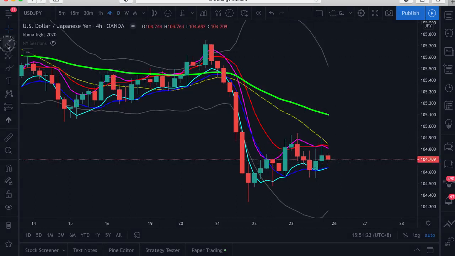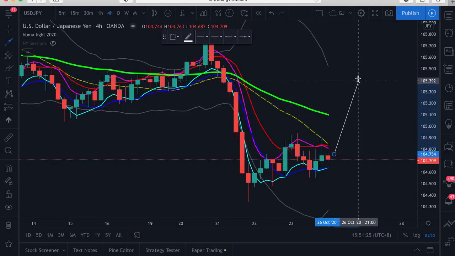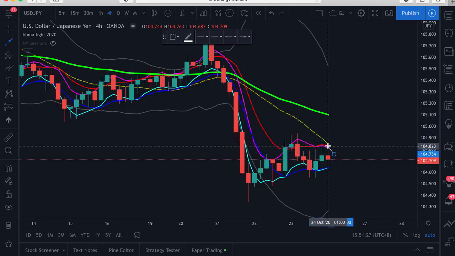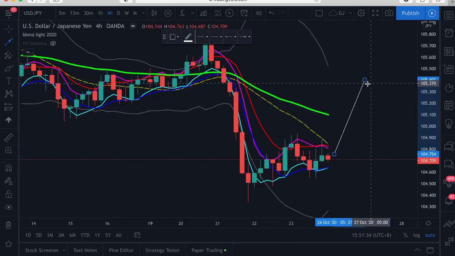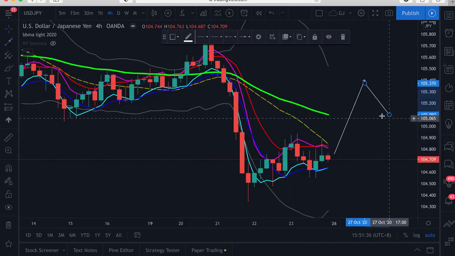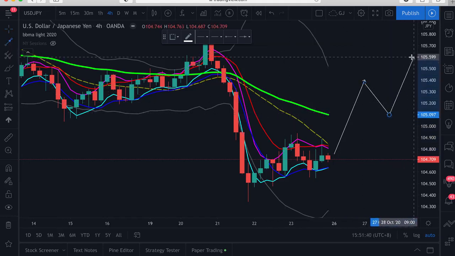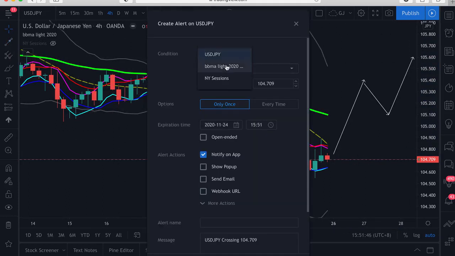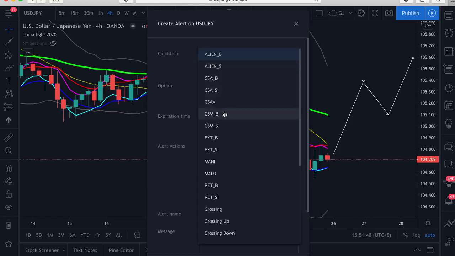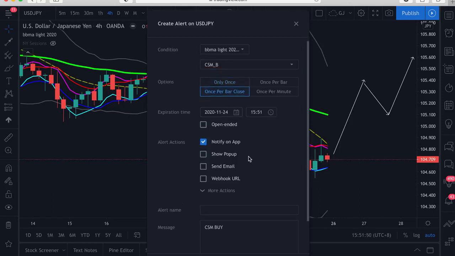MHV buy. So what we want to see is this one close above the EMA 50, cross the mid BB above the EMA 50 and also above the top BB, and after that we're going to take the pullback. That will be our entry and continue to move upward. That's the setup that we're going to take. So currently we can set an alert for CSM buy.